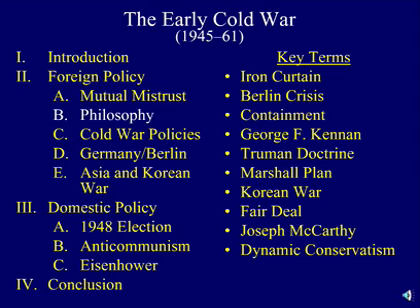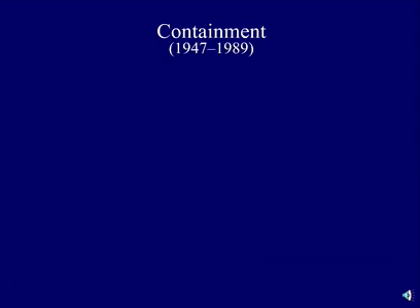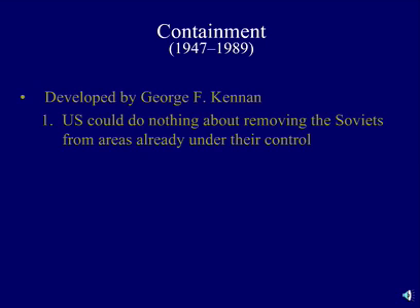During the Cold War, American policies were underwritten by a philosophy developed in the years shortly following World War II. The philosophy I'd like to discuss would be containment. This was developed by a member of the State Department who was an expert in Russian history. His name was George F. Kennan. He argued a variety of things. First of all, he declared that the United States could do nothing about removing the Soviets from areas already under their control.